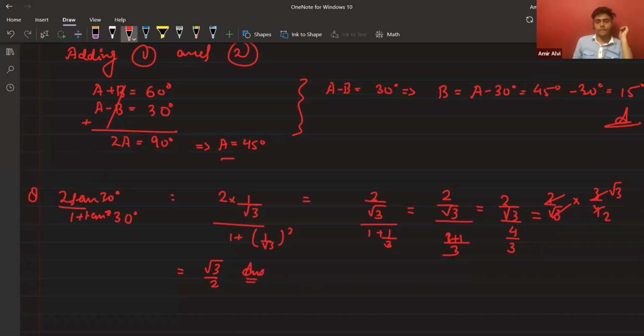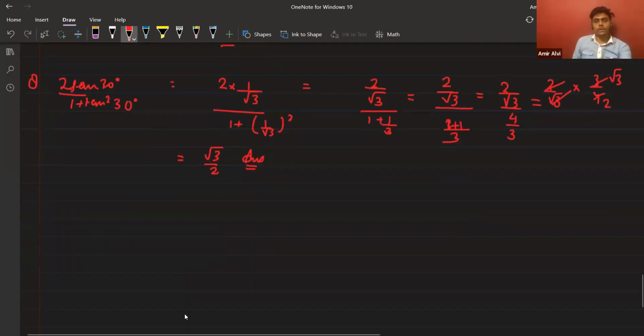I didn't notice the square in the denominator. Okay, dear, no issues. Sometimes it happens, but try to solve it correctly. Okay, sir. So let's move on.